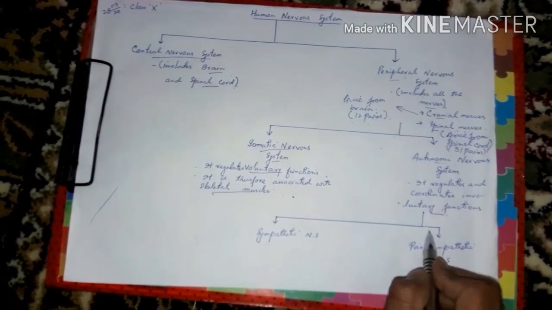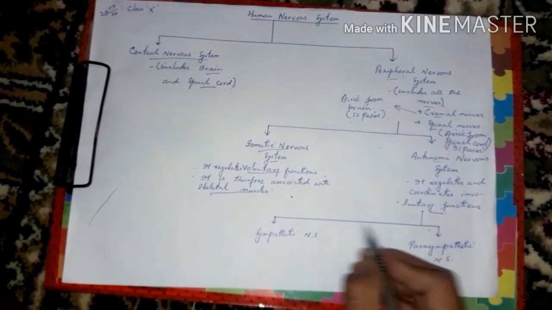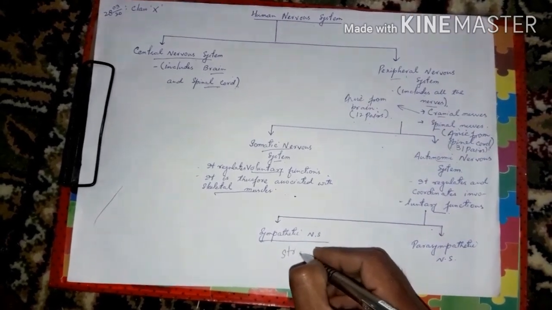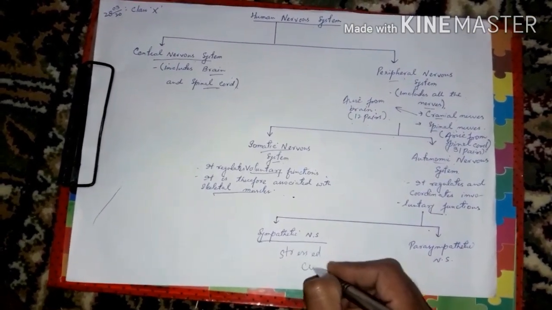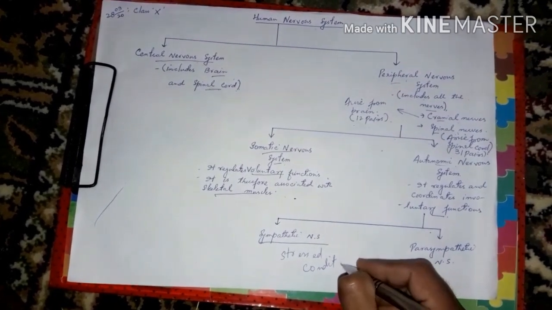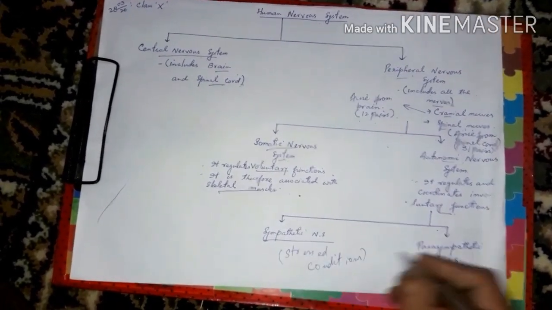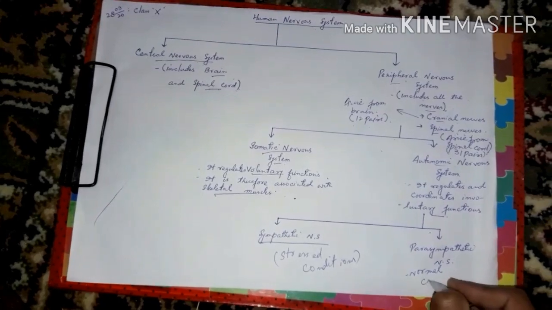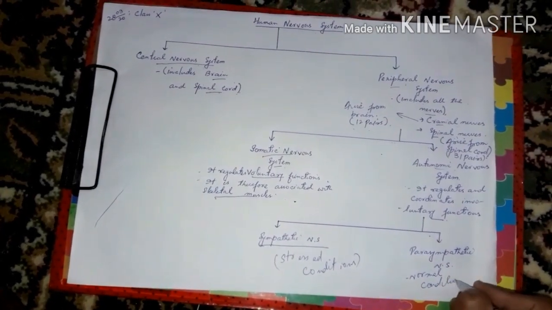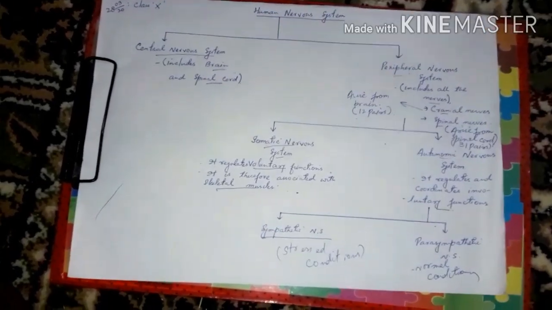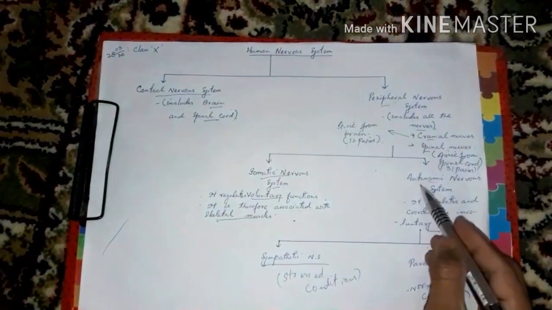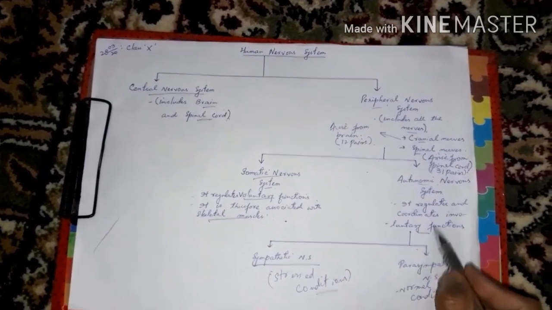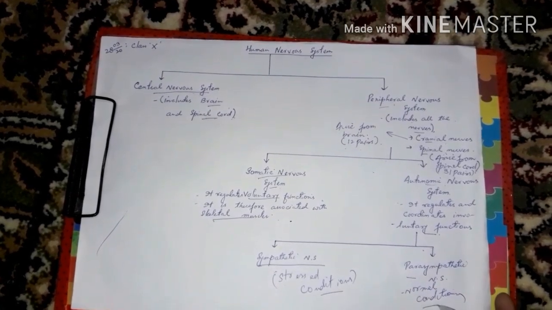Now the autonomic nervous system, on the basis of the conditions in which they work, is of two types. One is the sympathetic nervous system. It works under stressed conditions. And the parasympathetic nervous system works under normal conditions. Therefore the autonomic nervous system is divided into the sympathetic nervous system, which works under stressed conditions, and the parasympathetic, which works under normal conditions.